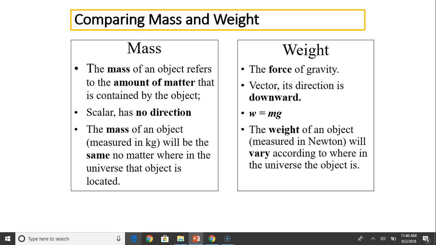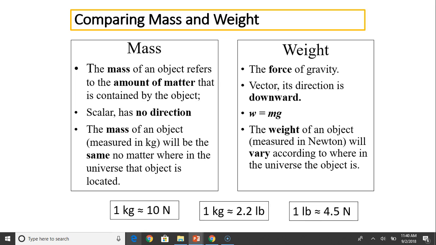Weight is force of gravity. Force is a vector quantity. Its direction is always downward. To figure out weight, we need mass. W equals mg. Remember, W equals mg, because weight and gravity are the same. The weight of an object will vary according to where in the universe the object is. That is because g varies.